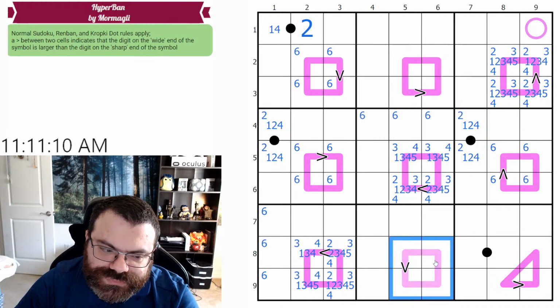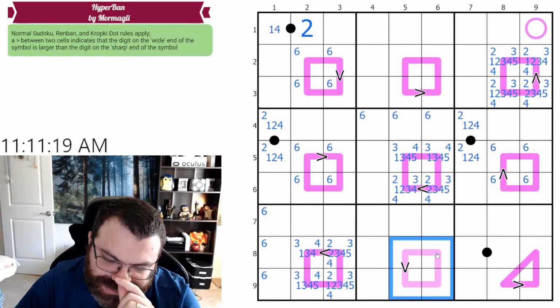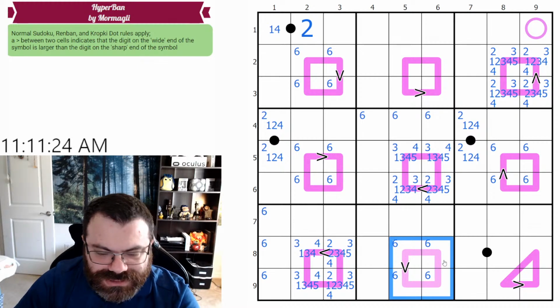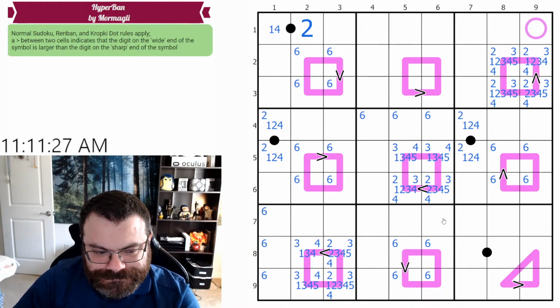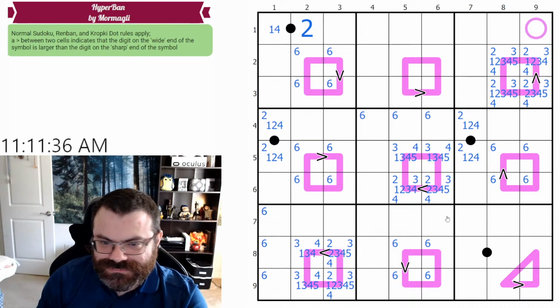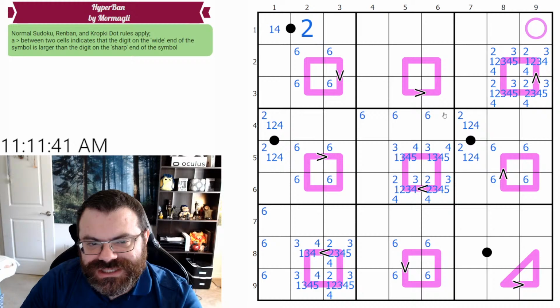So this needs at least a 6 on it. This has a 6 on it. Yeah, it's like one of these guys. Interestingly, if we can prove this has a 6 on it, that places this 6.